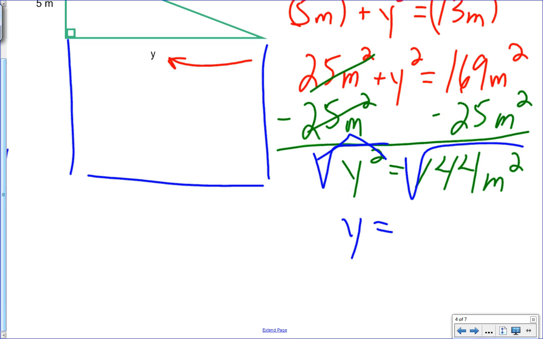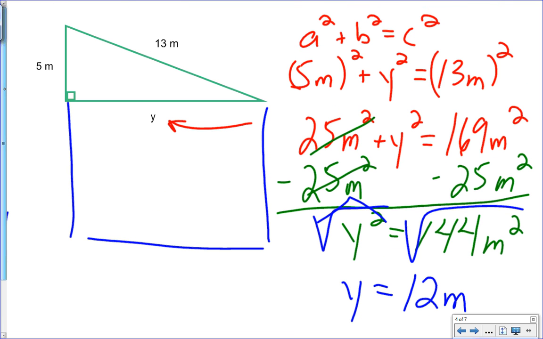So y equals, anybody know the square root of 144? Shout it out. 12, very good. Now again, really you're taking the square root of meters squared. So what do I have to multiply by itself to get meters squared? Well, meters. Okay. Does 12 make sense for right here? Yeah. Now it makes sense not because they made that look longer, but because it is smaller than the hypotenuse. Right? That's why that one makes sense.